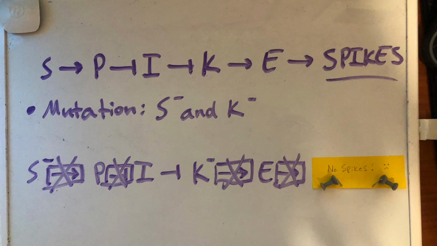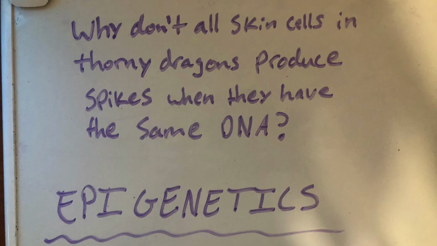And lastly, here we have an S- and K- mutation. So in this scenario, the S will no longer promote P since it's S-, and so P cannot inhibit I, so I is allowed to inhibit the already non-functional K, and so in this case, no E will be formed because the K cannot promote it, and so therefore no spikes will be formed in the skin cells because of this mutation. Now that we know about developmental networks, we can approach this question.